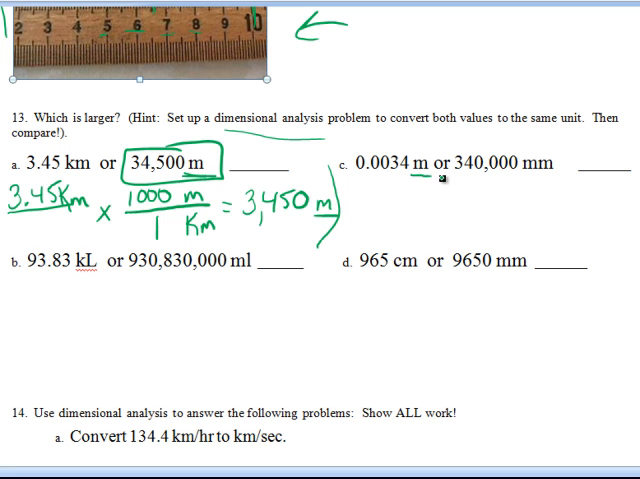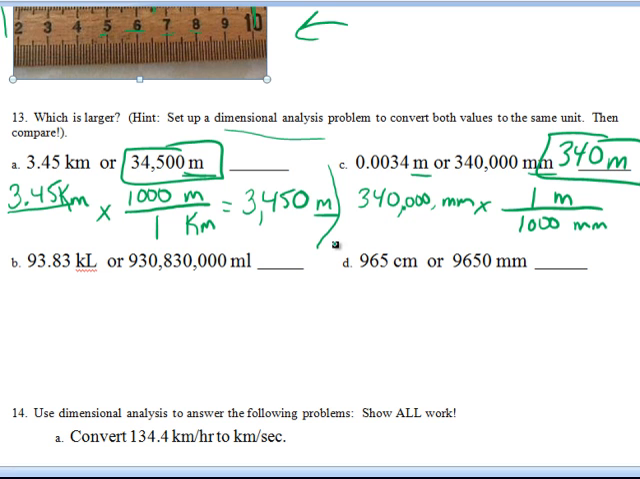This one. You got meters and millimeters. So I'm going to convert, let's go millimeters to meters. 340,000 millimeters. I'm going to put millimeters on the bottom, so I get rid of them. I'm going to put meters on top. I know that 1 meter contains 1,000 little millimeters. So I'm going to have to move my decimal over 3 times, and you end up with 340 meters.